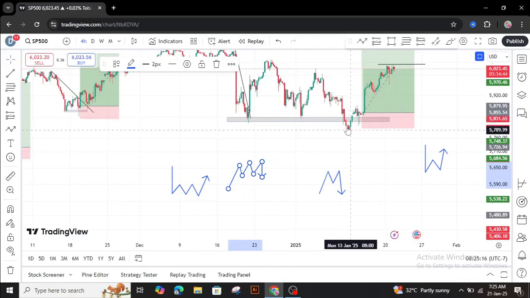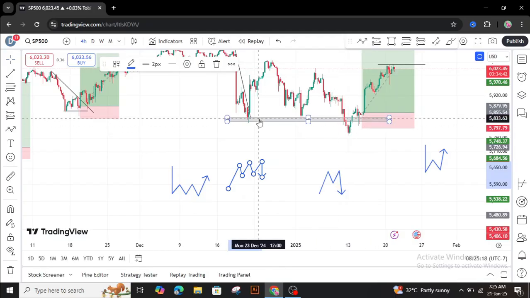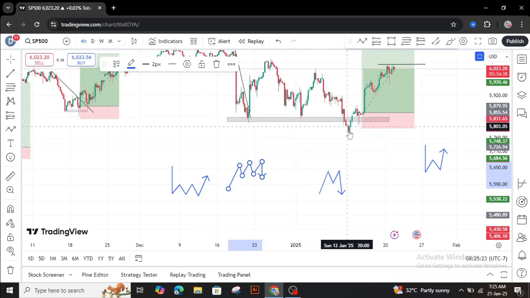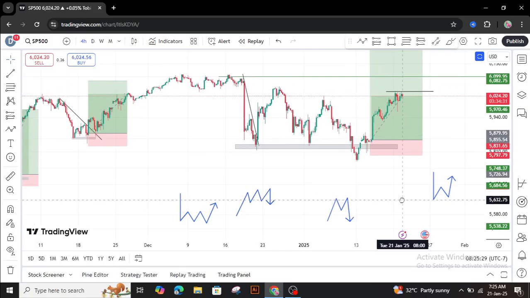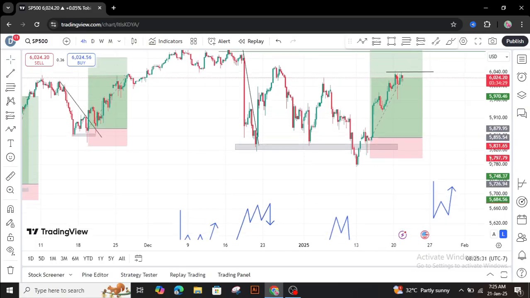Forget about this particular point here. All this one is a fake out. So it touched the first time, second time, third time. This is a fake out. And you discover that after the price closed back inside, that was when I took my buy trade here. So that is what you want to look out for.